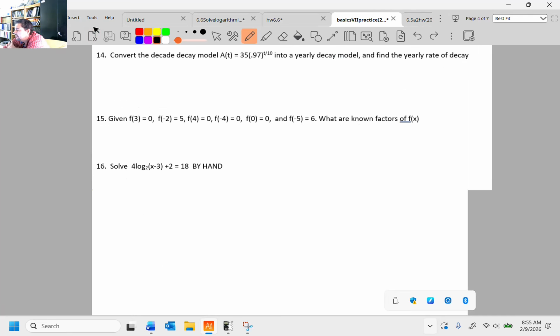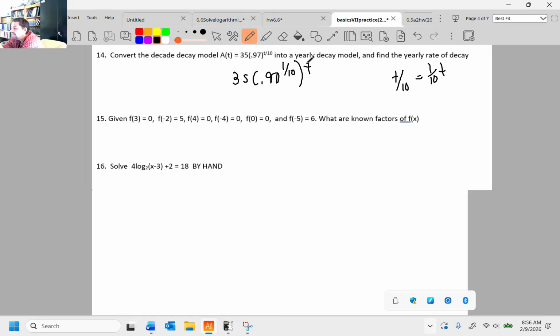All right, 14, convert the decade decay model. The amount after time t passes is 35 times 97/100ths to the t over 10, into a yearly decay model. Now, you're able to do that by simply moving pieces of exponents inside and out. When I see t over 10, what I actually see is 1/10 of t.